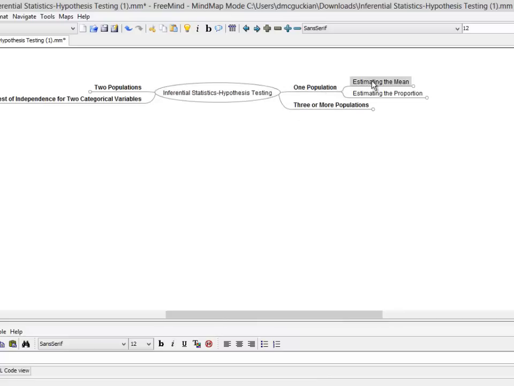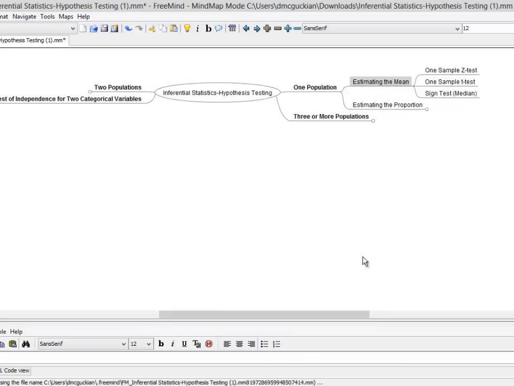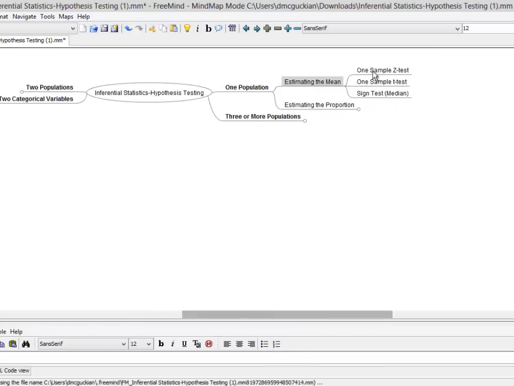We wanted to either estimate the mean or the proportion. Estimating the mean is an example of estimating the location parameter, in other words, where the distribution is centered. If I click that, I can see that we had the one sample z-test. That was when we had one group of data where the sample size was large. Then we have one sample t-test. That's one group of data where the sample size is small.